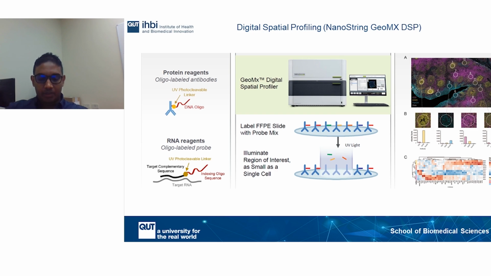So we were interested in profiling these tumors using the 40-plex immuno-oncology panel from Nanostring, where the antibodies bind to a UV photocleavable oligo, and when regions of interest are chosen, the signal is liberated, and that can be counted.